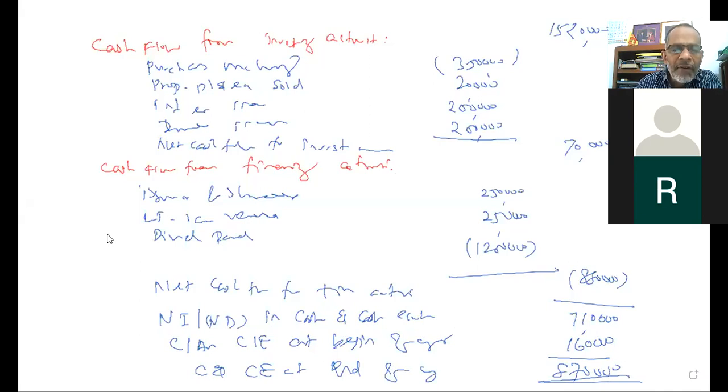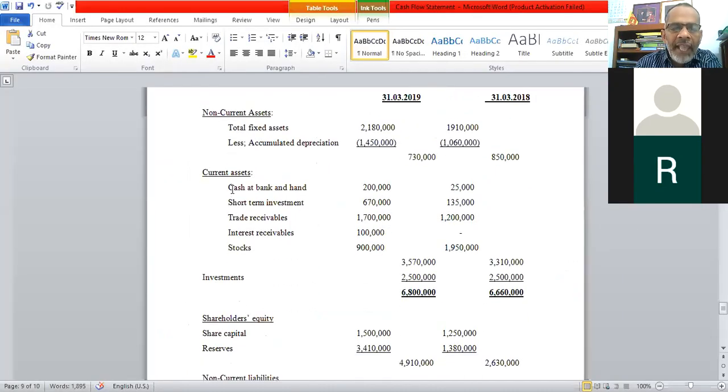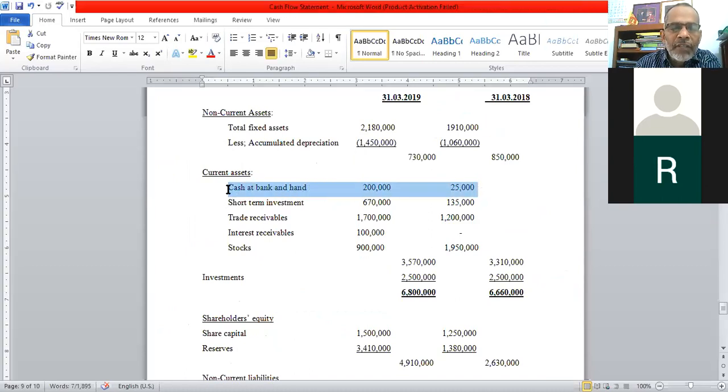Given the income statement, where are the current assets? Cash and cash equivalent, cash at the bank 200,000. Look at this example. The cash and the cash at the bank 200 and 25. The short term investment is also given, the other one 670 and 135. The total of this, 870 and 160, are the cash and cash equivalent at the opening and end of the year.